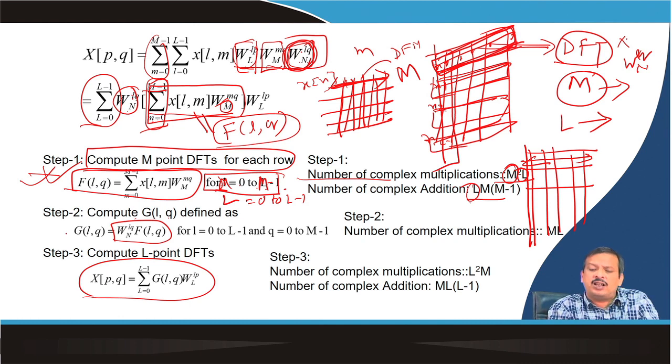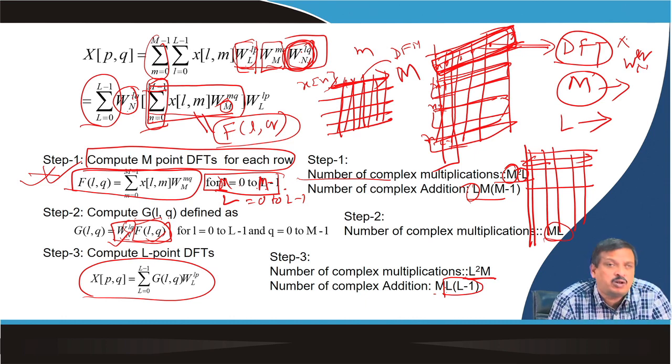Now, step 2, what is the computational complexity? I have to multiply W_N^{LQ} with this F(L,Q), both are complex. So I require M into L number of complex multiplications. Then in the last step, I am computing the DFT column wise. For each column the computational complexity is L square, and there are M number of columns, so the computational complexity is L square M. The number of additions is L into (L minus 1) for each DFT, and there are M number of DFTs, so M into L into (L minus 1).